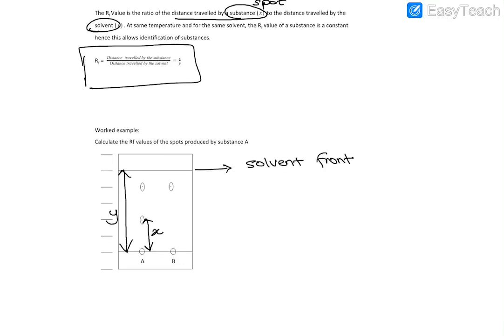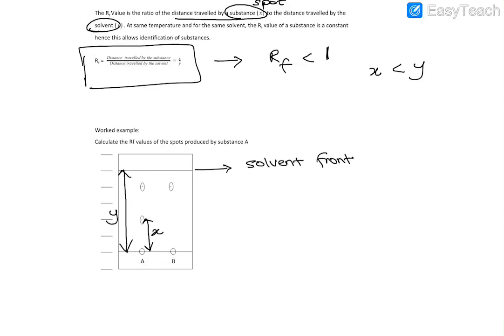Now the RF value, there is one way to know that your RF value is correct. RF value should always be less than 1. It cannot be more than 1. If your RF value is greater than 1, it means it's wrong, because the value of x is always going to be smaller than the value of y. The spot is always going to be below the level traveled by the solvent. The substance cannot move away from the solvent, because remember, the substance is moving because it's forming bonds with the solvent.